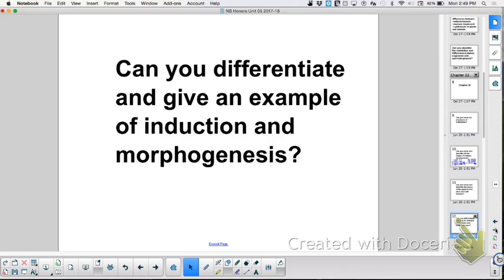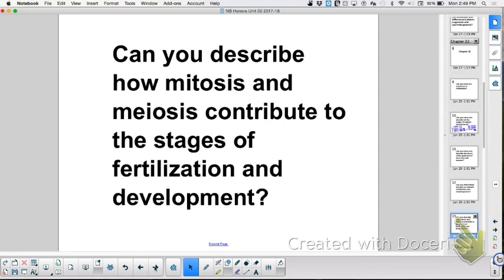Okay. Can you describe how mitosis and meiosis contribute to the stages of fertilization and development? You can. What did meiosis do for development? Made the sperm and egg. What did mitosis do in development? Everything else, right? Everything you see in development as someone grows and develops, that's all due to mitosis. Meiosis just gave you the sperm and the egg.